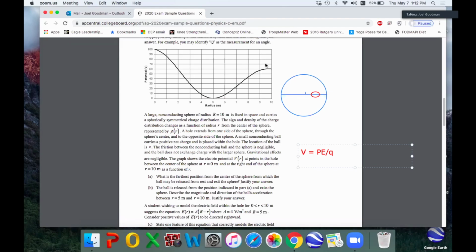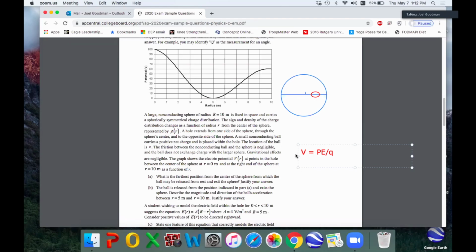You're going to have to say something about the energy at the end, and you have to start out with just a little smidgen more than that to get out, or call it equal. The ball is released from the position indicated in part A and exits the sphere. Describe the magnitude and direction of the ball's acceleration between 5 meters and 10 meters. So what do you think?